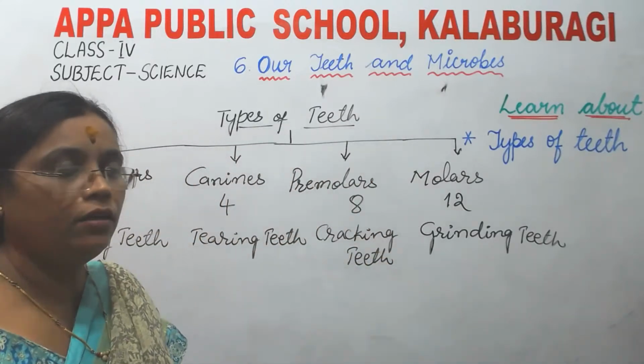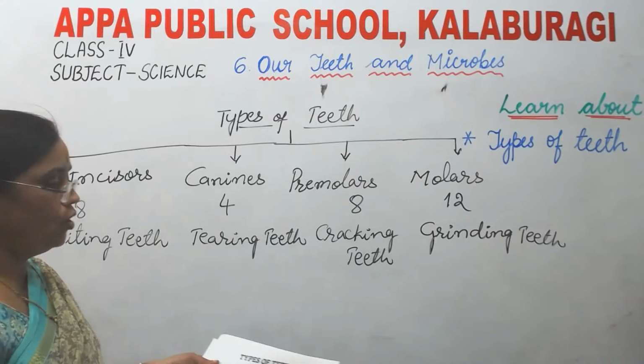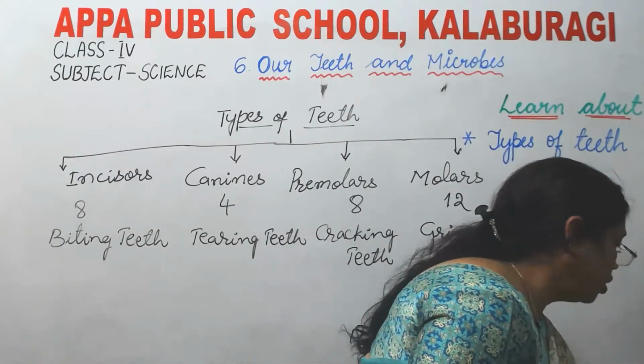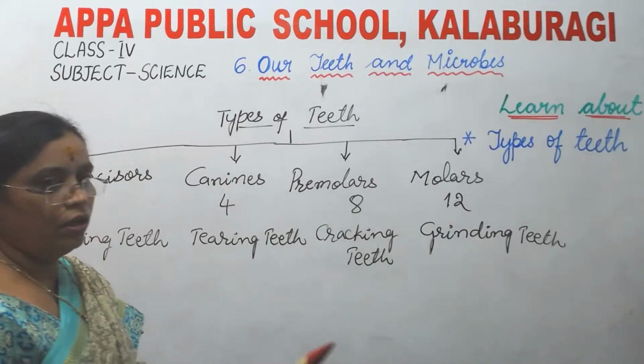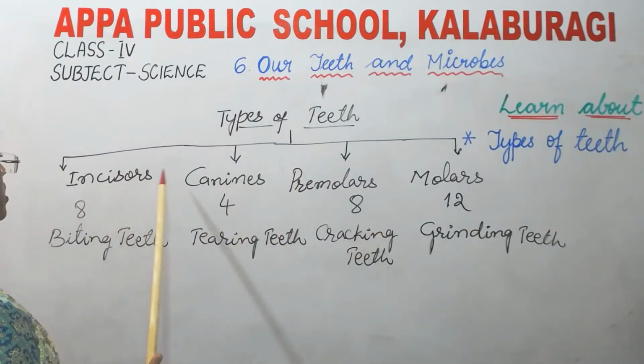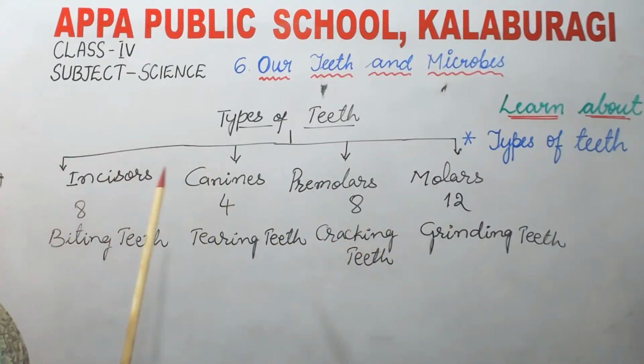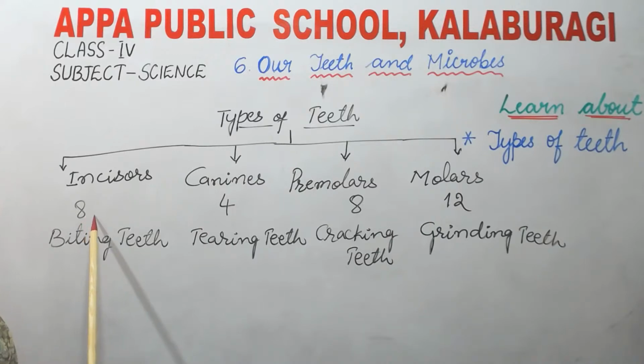Is it clear, children? So this is all about the types of teeth. Total how many types of teeth do we have? We have 4 types of teeth. Once again, we will revise: incisors, canines, premolars and molars. How many incisors do we have? 8 incisors, and they help in biting the food. As they help in biting the food, they are called biting teeth.